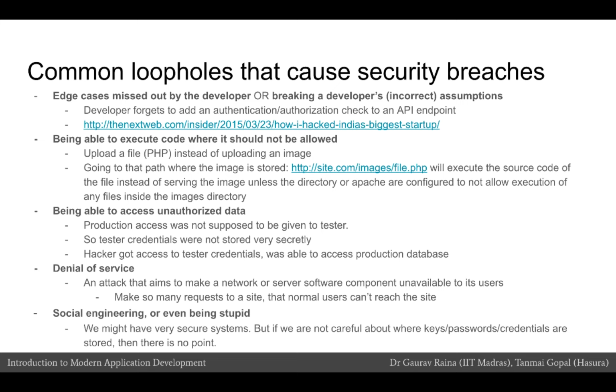Let's look at the common loopholes that cause security breaches. The first most common loophole is edge cases that are missed out by the developer, or in case the web app is being used by users or hackers in a way that breaks the developer's assumption. The most common example of this is when the developer forgets to add an authentication or an authorization check to an API endpoint. So that means, let's say you're taking an API endpoint that places an order and you forget to check if the user ID is logged in.